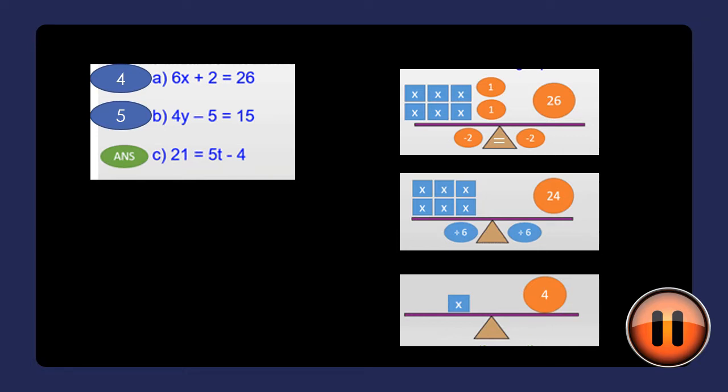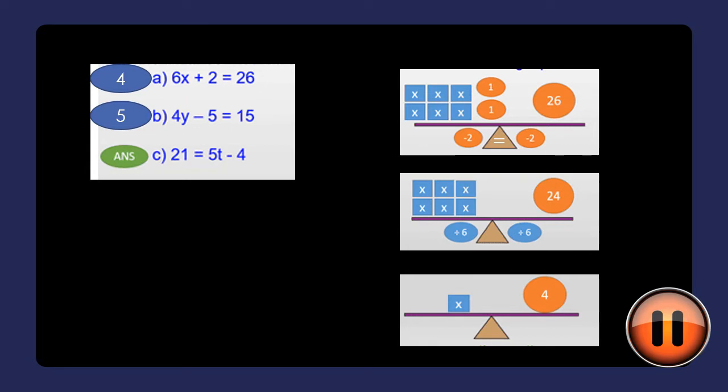Then, in order to go even further, to find the value of y, we have to do 20 divided by 4, which gives us 5. So we know that the value of y is 5. And we can check it by doing 4 times 5 is 20, 20 minus 5, and yep, we get 15.